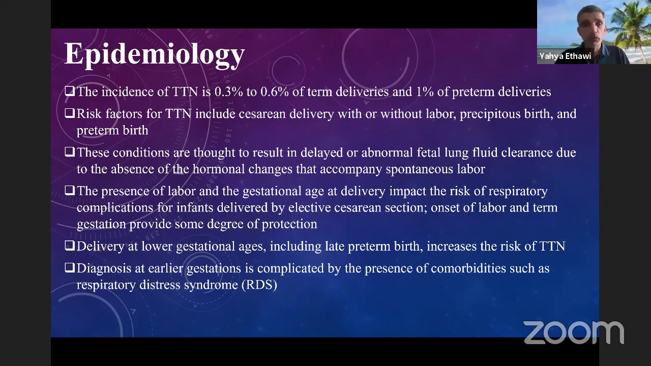Now, the most important risk factors are the presence or absence of labor and the gestational age. The lower the gestational age, the more risk of TTN. The more delivery without labor, the more risk of TTN. However, why do we say only preterm, late preterm and term? Because in those before late preterm, TTN is mixed up with RDS, and it's hard to diagnose.